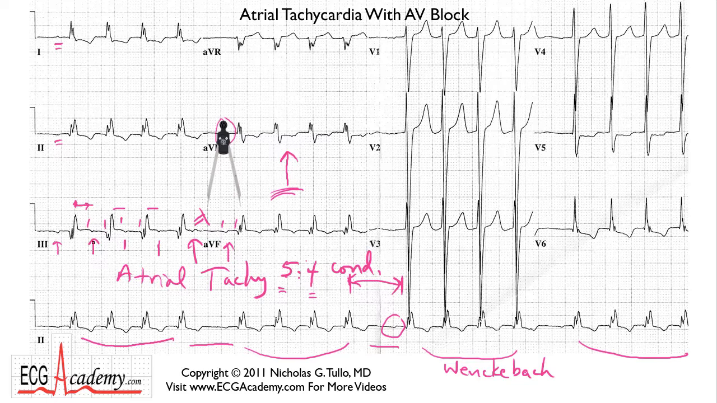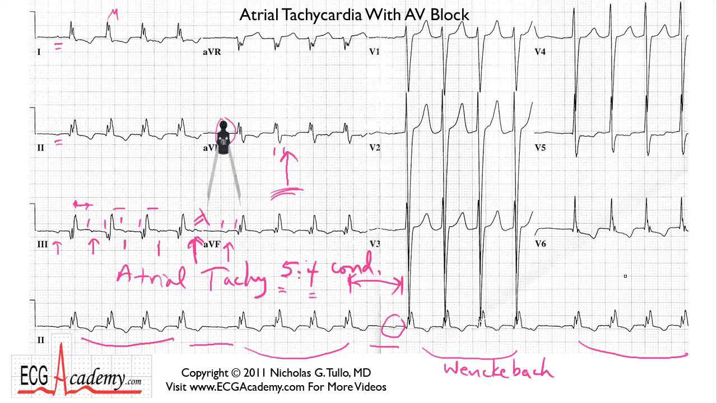But you've got to be able to look for these P waves, map them out, and determine the relationship between the P's and the QRS's. Notice the P's were coming earlier and earlier in the R to R interval, and that's because the PR was getting longer. And then this one clearly occurs on time, and it fails to conduct to the ventricles. It's not a non-conducted atrial premature beat. That P wave occurred on time, and it blocked in the AV node.